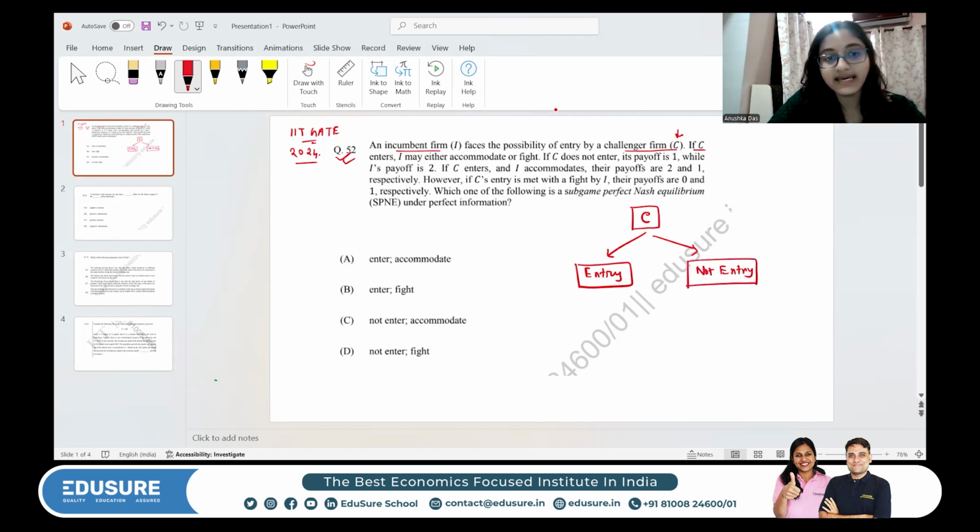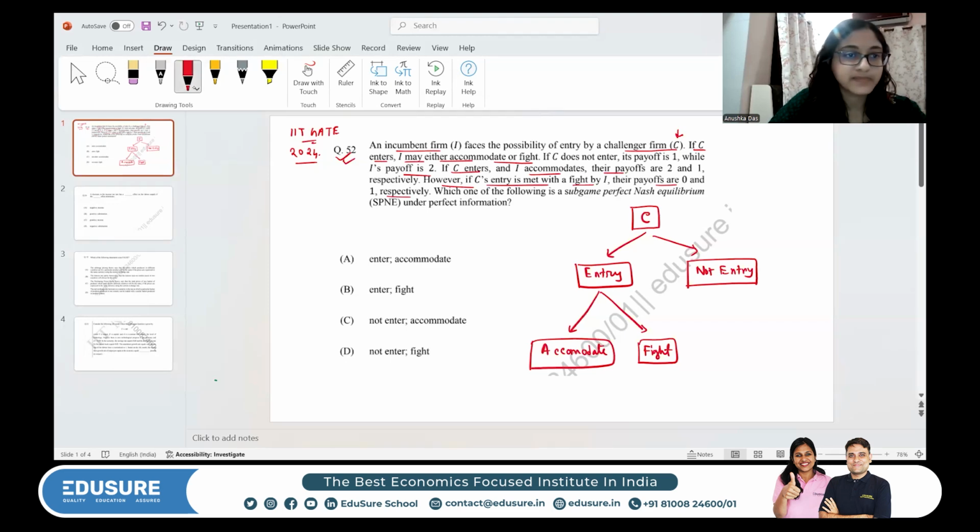Now let's see the question. If C enters, then the incumbent firm may either accommodate or fight. So if the challenger firm enters into the market, then the incumbent firm has two options. It can either accommodate, this is one strategy, or the other strategy is to fight back, right? If C enters, I accommodates, then the payoff, let us write the payoff afterwards. However, if C's entry is met with a fight, then the payoff is given to you.